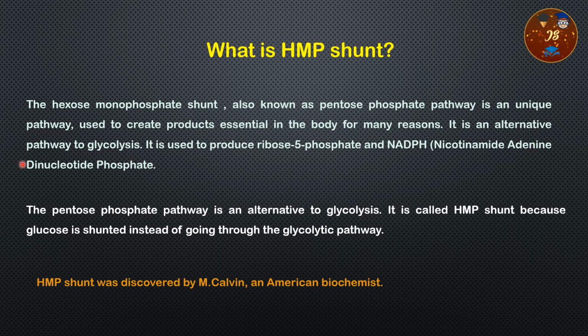It is an alternative pathway of glycolysis. This is a very important line. Please remember, it is an alternative pathway to glycolysis. It is used to produce ribose 5-phosphate and NADPH, which is very important. The abbreviation is nicotinamide adenine dinucleotide phosphate. So, to produce ribose 5-phosphate and NADPH, HMP shunt is active in our body. It is called HMP shunt because glucose is shunted instead of going through the glycolytic pathway. So for this reason it is called HMP shunt.